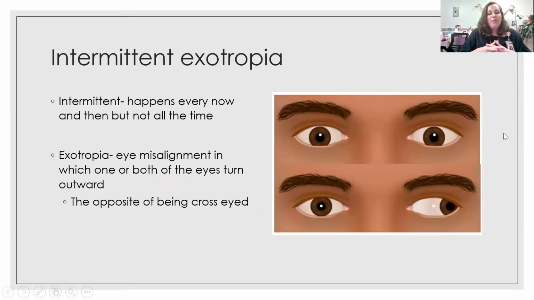Another thing that your doctors might talk about is intermittent exotropia. Just like last time, intermittent means it happens every now and then, but not all the time. And exotropia is a misalignment in the eye. So exactly what you see there, the eye rotates outward. And this can happen in one or both eyes. And it's kind of like the opposite of your eyes being crossed. Instead of them going in, they're going out.